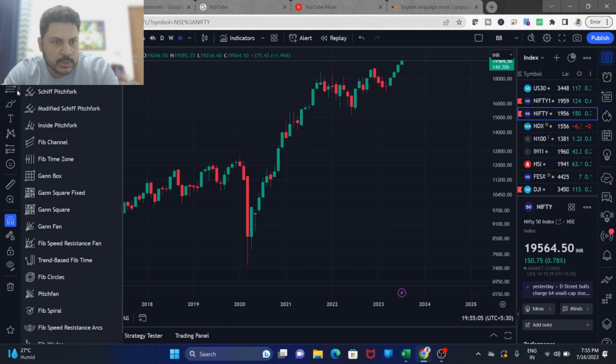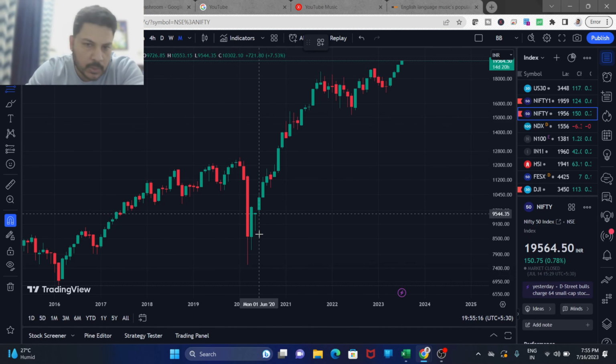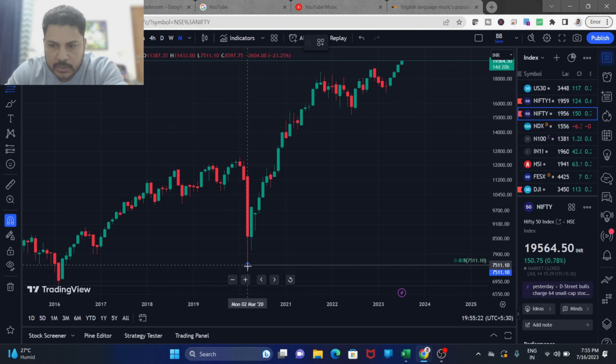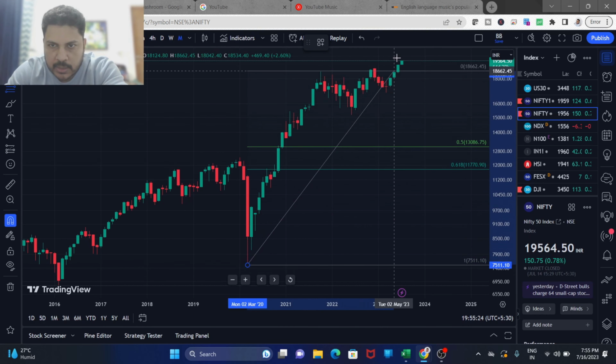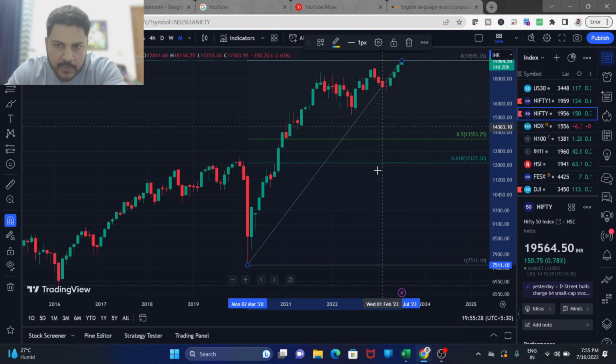You can simply go to the indicator section, and here you can find Fib retracement. You can use this. How you plot it is you have to find the recent swing low on the monthly time frame. This was the Corona drop. From there we will mark the low, and then we will mark the high of the market today, which is at 19,595.